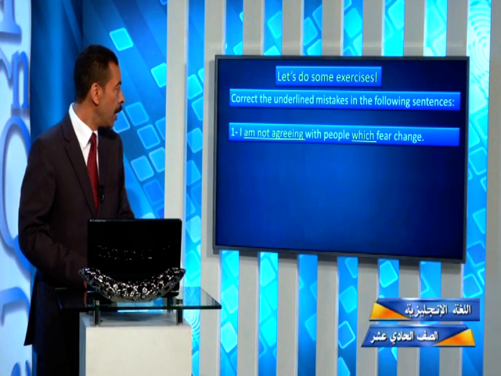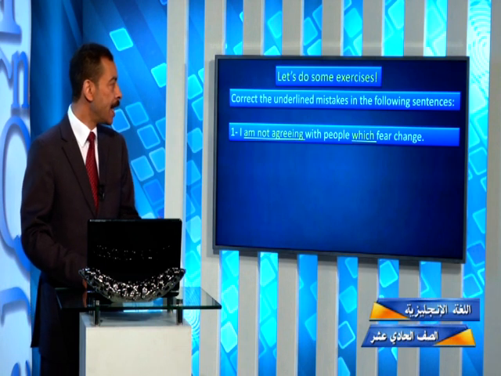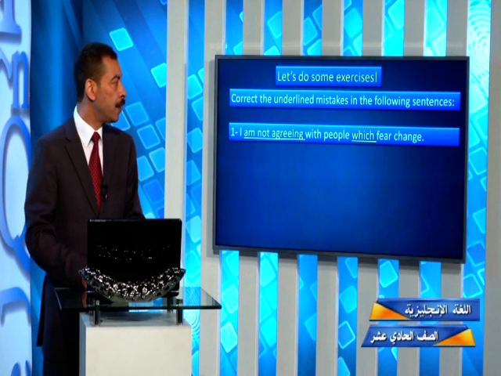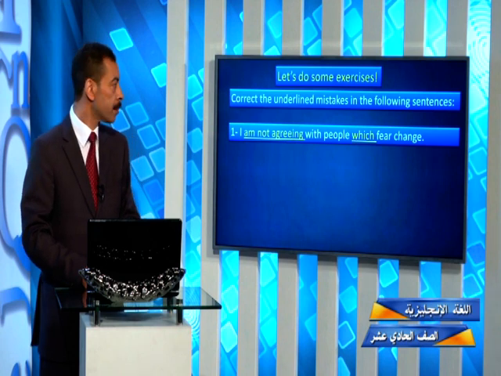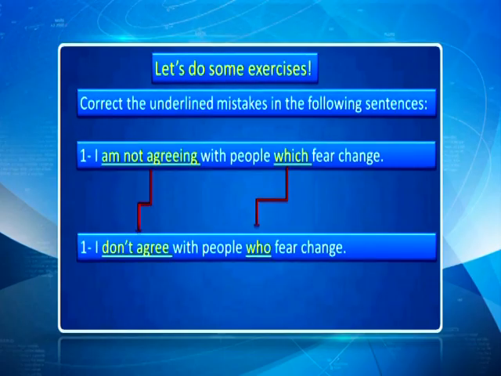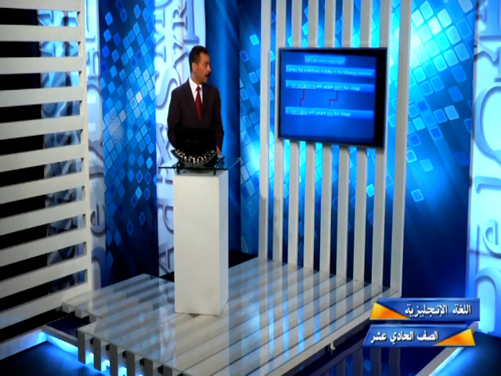All right. Another one, I am not agreeing with you which fear change. I'm not agreeing with people which fear change becomes I don't agree with people who fear change. So instead of I'm not agreeing, we have I don't agree, and instead of the relative pronoun which, we have who. Okay, now we are done with this part of our lesson. We are going to see something different, which is compound nouns.